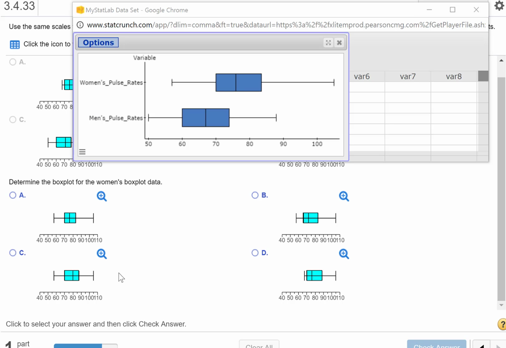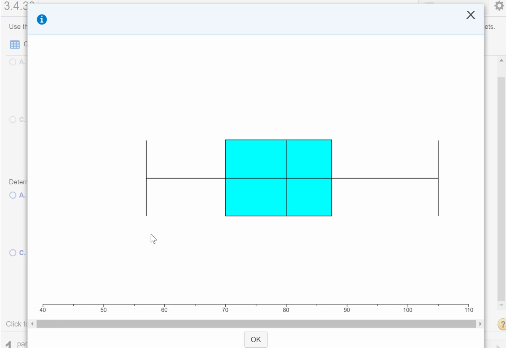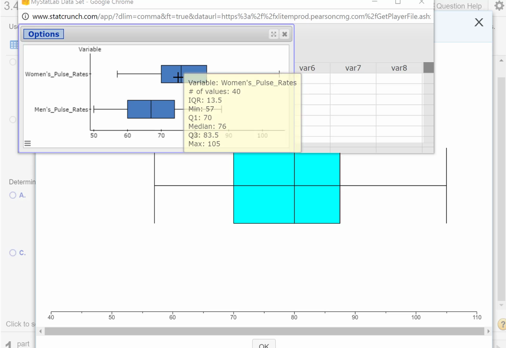So we know it's not B, it's not D. Let's look at C over here, because it looks like it could be A, but let's see what C has going on. The min and max look good. Let me overlay that so we can get a better sense. Again, we're going from a 57 minimum over to 105. That looks good. And then Q1 to Q3 is 70 to 83.5. Nope, that's where it misses it, because we go a little bit beyond 85.